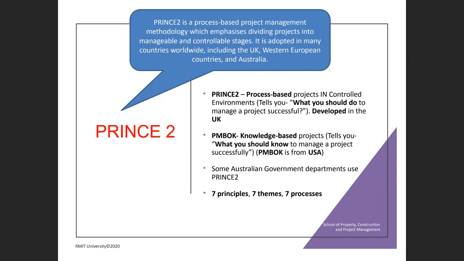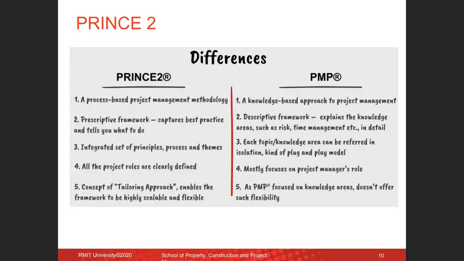PMBOK was developed by project managers in the US and it's now used pretty much all over the world, including Australia and New Zealand. Prince2 was developed by project managers in the UK. There is a lot of similarity between the two, but one is process driven and the other one is knowledge driven. With Prince2, you have 7 principles, 7 themes, and 7 processes that you need to follow in order to complete your project successfully. And the difference between the two is pretty much what I've already highlighted. One is process based, the other is knowledge based. And Prince2 is prescriptive.